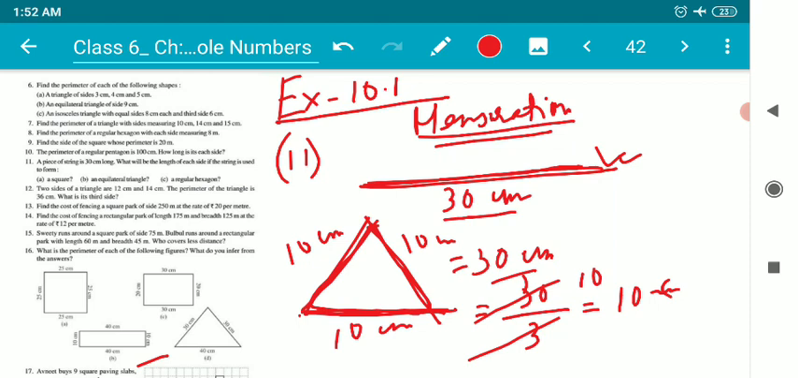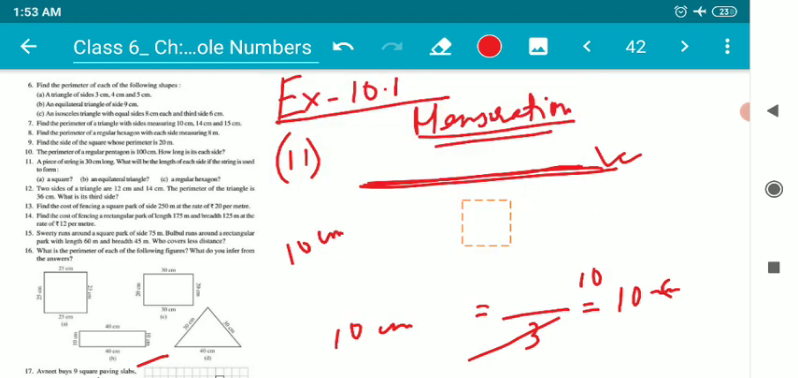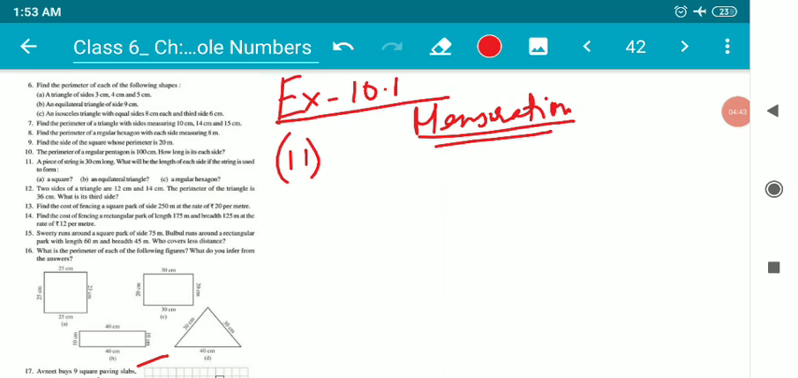Alright. Now, let's talk about a regular hexagon. Children, how to make a regular hexagon? A hexagon means a 6-sided closed polygon. But when we're talking about a regular hexagon, it means all 6 sides are of equal measure.